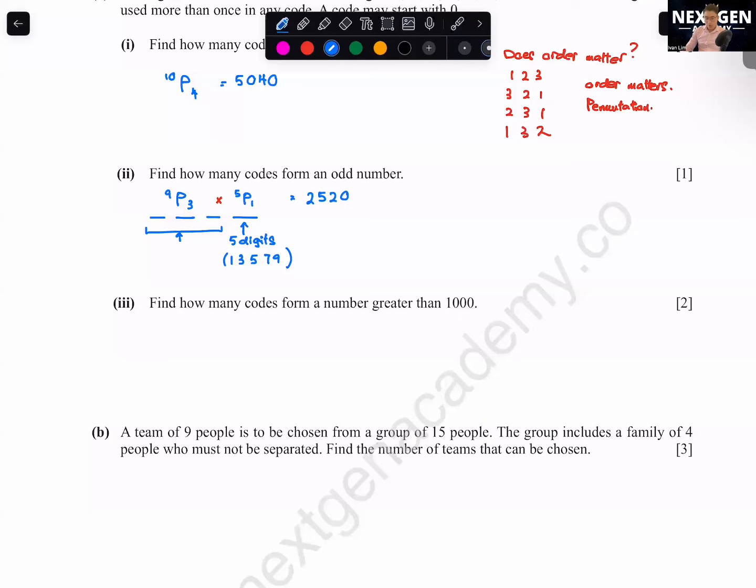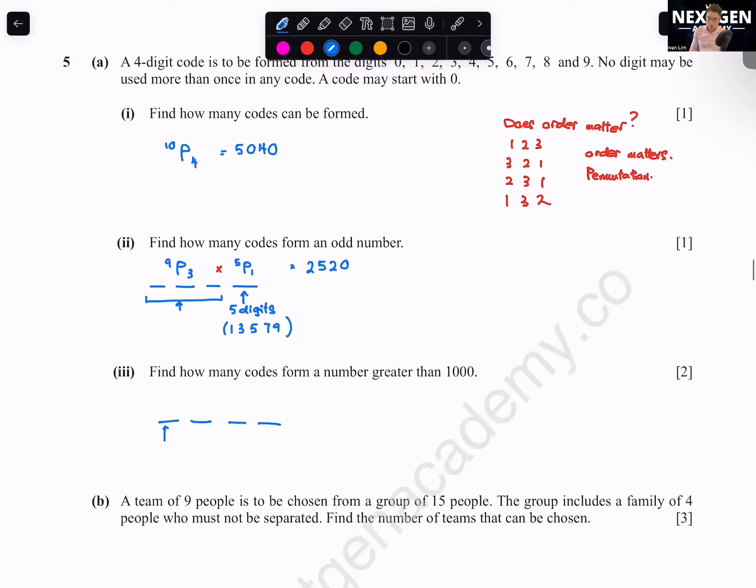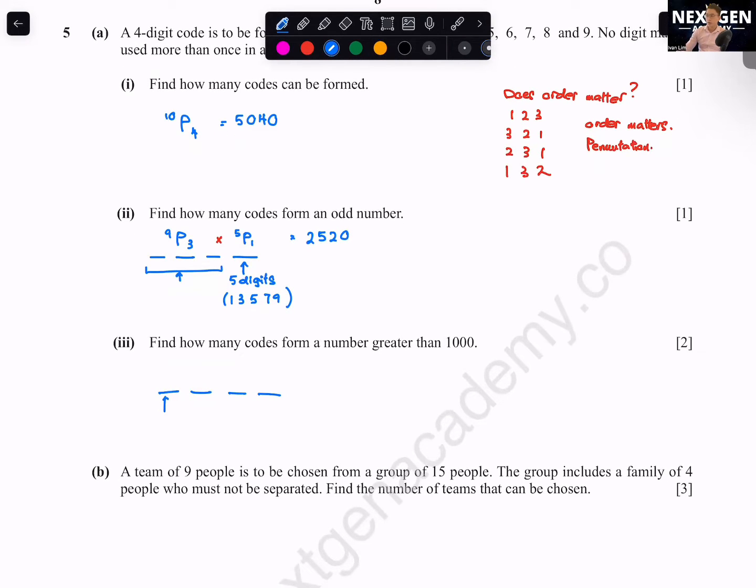Question 3. Find how many codes form a number greater than 1000. So I have 1, 2, 3, 4. Greater than 1000. Okay, how many digits can I start with? Can you take 5040 divided by 2? Oh, can also. Okay, can also. How many digits can you start with? Greater than 1000. 9 numbers, 8 numbers. Okay, 9 or 8 of the numbers that you can put here.